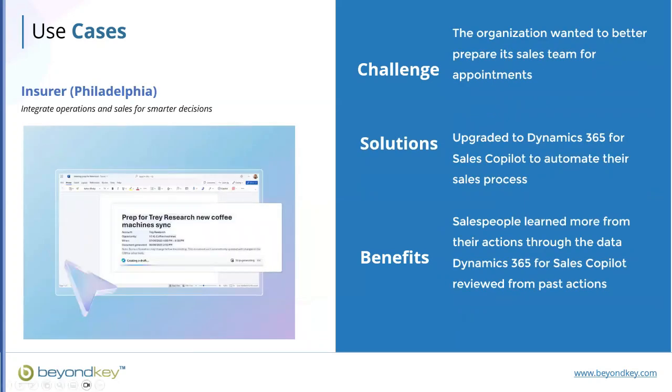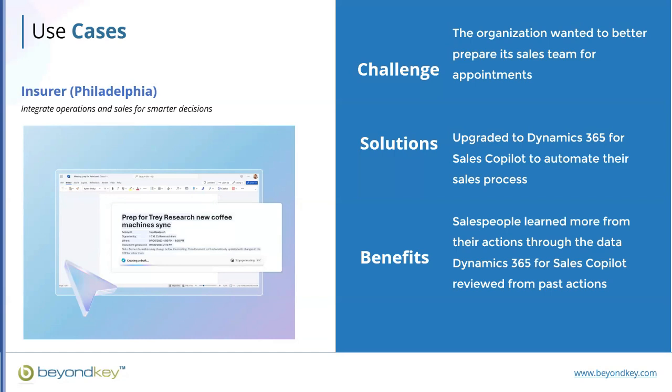The second use case that we have is for an insurer in Philadelphia. And so again, this is an example of combining the information. They wanted to integrate their data to prepare their sales teams for appointments. They're looking to provide smarter decisions. So what they did was they upgraded Dynamics for Sales Copilot to automate their sales process. What was happening was their salespersons learned more from the actions that were happening through the data there because they were able to review their past information. And because of this, they were able to make smarter decisions with everything that they were doing.